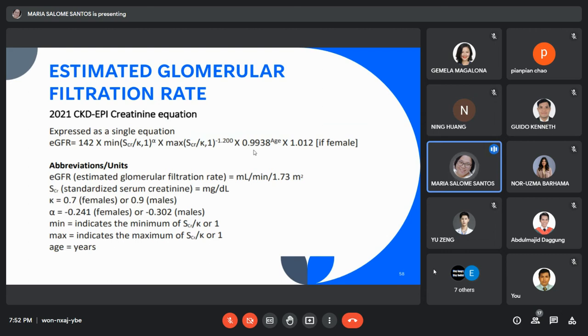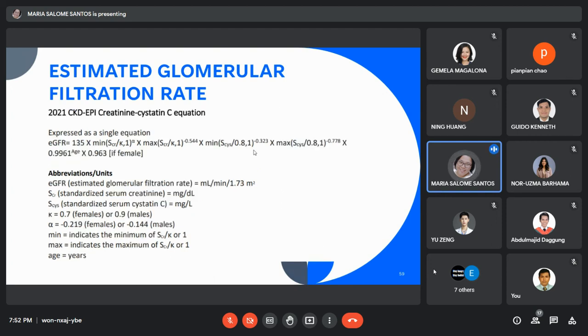So the latest creatinine equation by the CKD-EPI is expressed as a single equation wherein eGFR equals 142 times the standardized serum creatinine multiplied by the maximum serum creatinine, raised to 0.9938 to the power of age, multiplied by 1.0112 if female. Then this one is the equation for the creatinine-cystatin C, the combination of creatinine and cystatin C for the estimation of GFR.